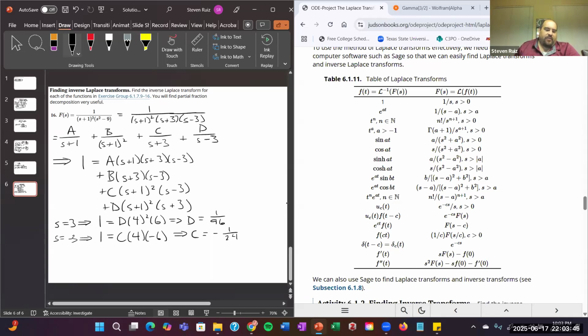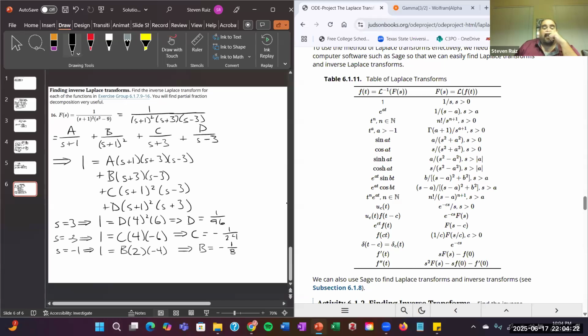Now, what's a good value to choose again? How about -1? So if I choose -1, then basically everything but B should go away because they're all going to get zeroed out. So this gives me 1 equals B times -1 plus 3, which is 2, times -1 minus 3, which is -4. So then I get B equals -1 over 8.